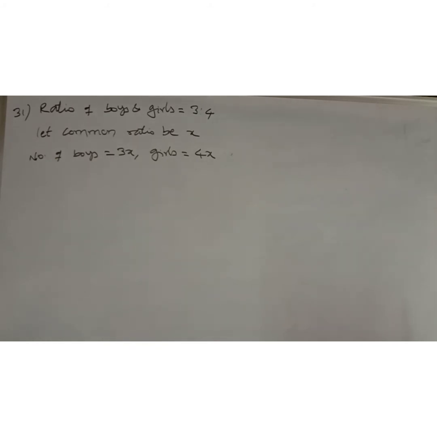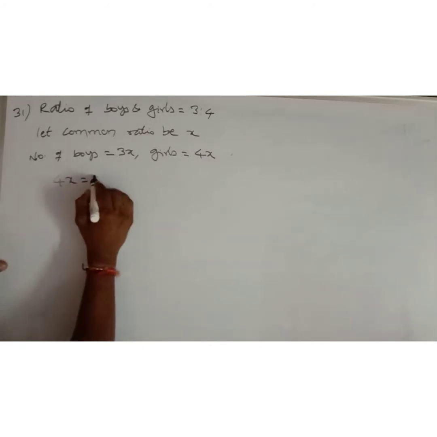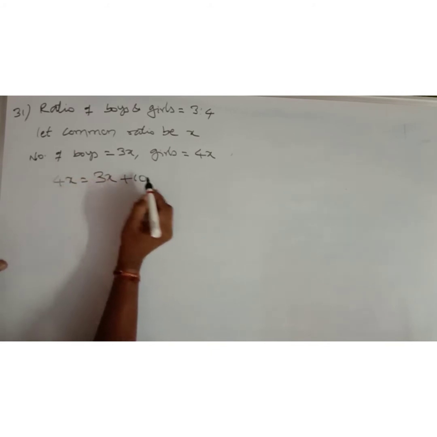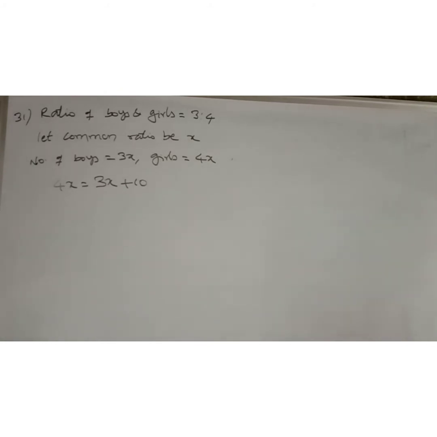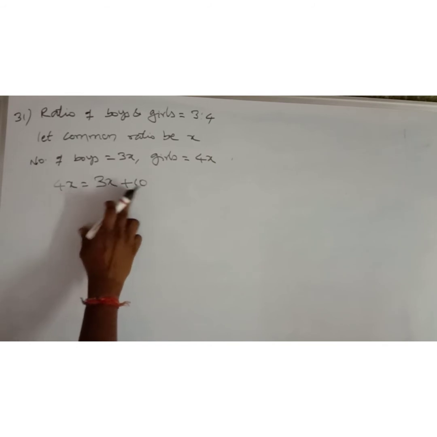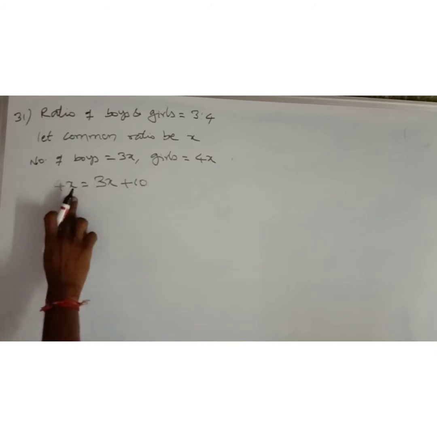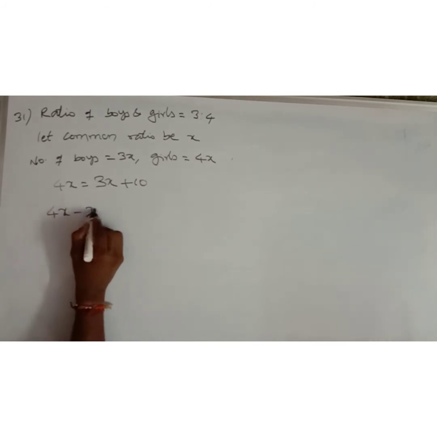But the condition is given: there are 10 more girls than boys. That means 4x is equal to 3x plus 10. The condition is that the number of girls is 10 more than the number of boys, that means 4x girls is equal to 3x plus 10. Now I am taking 4x minus 3x is equal to 10. Now x is equal to 10.